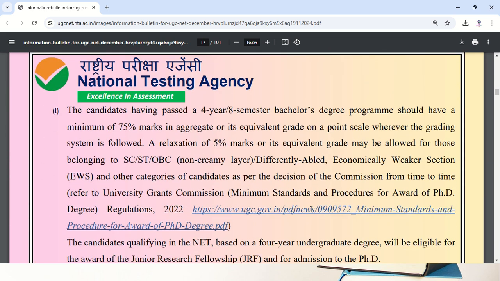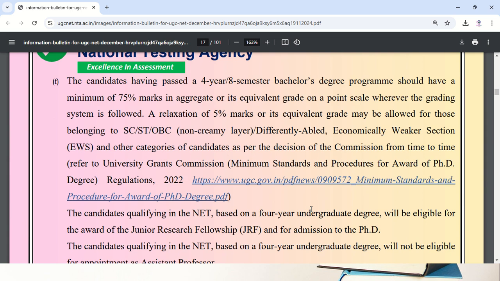And for the next one, the candidates who have passed a 4-year, 8-semester bachelor's degree. It means engineering degrees have 4 years and integrated degrees have 4 years. Such candidates need a minimum of 75% marks, or its equivalent grade or point scale, wherever a grading system is used.